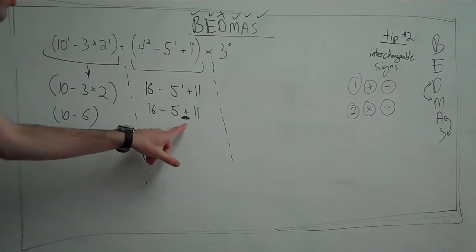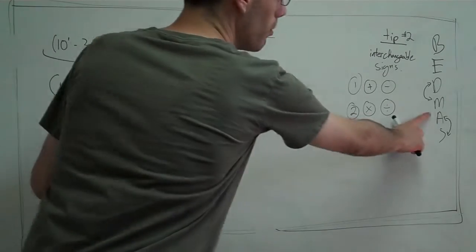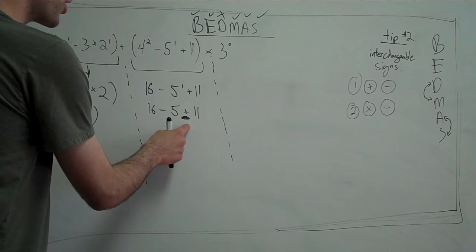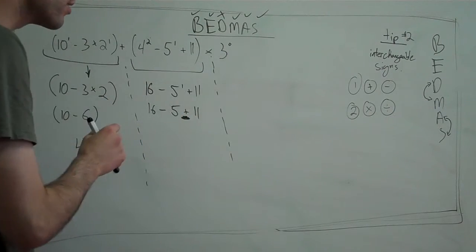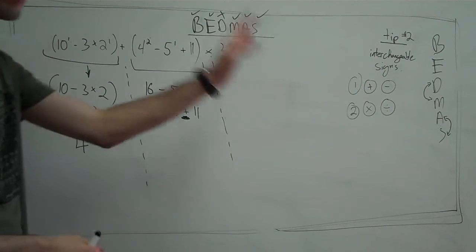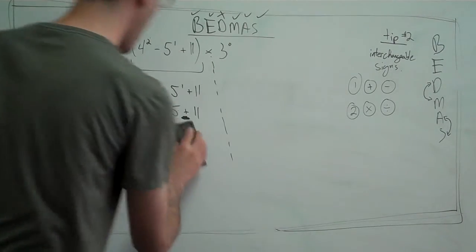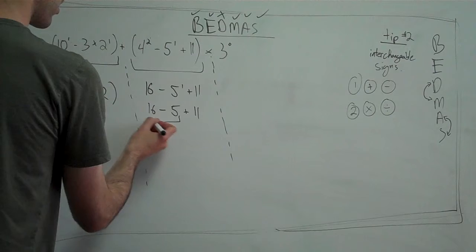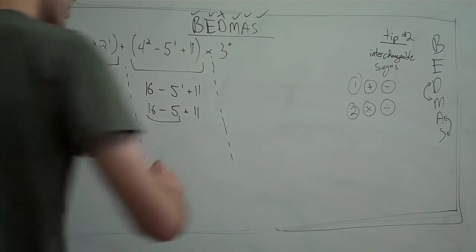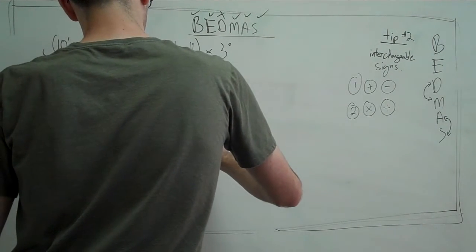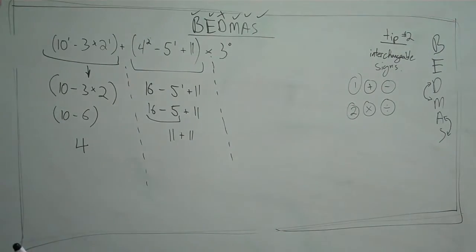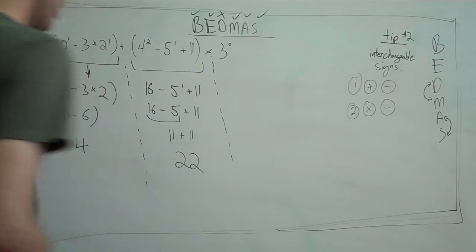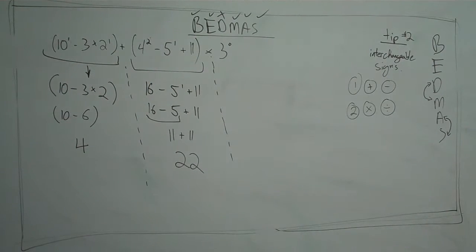Again, we're tempted to do the plus first because we see addition before subtraction, but we remember we're only left with subtraction and addition. Those are interchangeable signs. We work from left to right. That means that, in fact, we do this first. 16 minus 5 is 11. Hey, we're getting there. 11 plus 11, 22. And that bracket is all done.